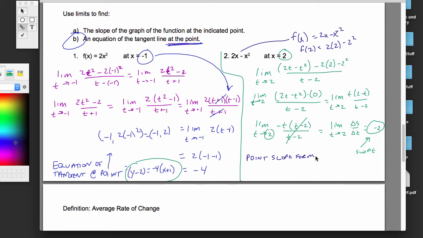And so I know that my slope is equal to -2. The point is 2 comma 0. And so I put that information together to say y minus 0 is equal to -2 times x minus 2. So y equals -2 times x minus 2. Okay, that's it right there. That's how you find the slope of that tangent line, and you can use that to write an equation of the line at the point.